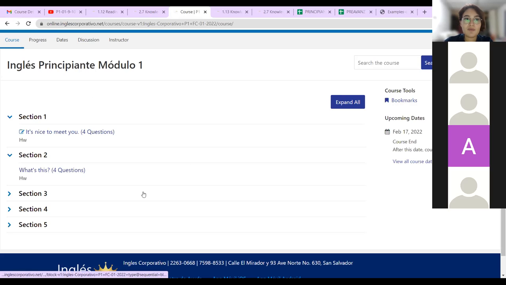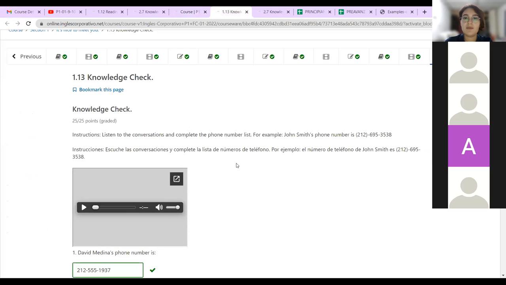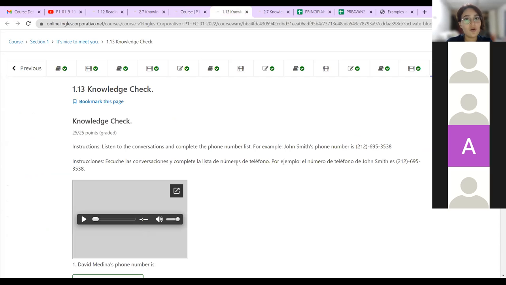Recordarles que a medida vamos trabajando en la plataforma, ustedes también pueden ir haciendo los ejercicios, no necesariamente tienen que esperar a que los hagamos aquí. Ustedes pueden adelantarse y regresar aquí to review them, to make sure that you have everything right, o si no tienen algo correcto, verificar por qué y poder comprenderlo un poco más. Pero sí es bien importante que ustedes vayan completando la plataforma.